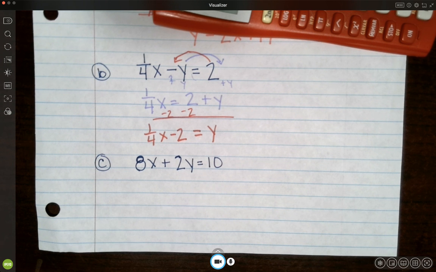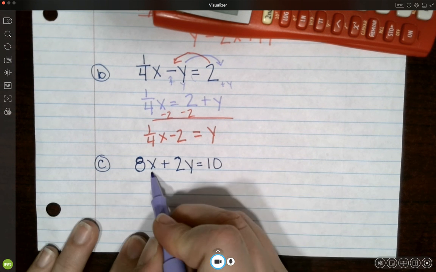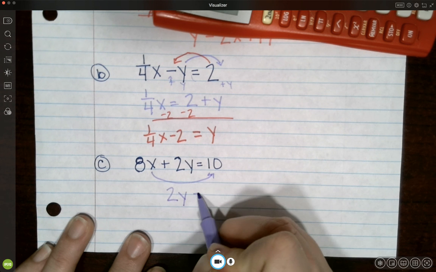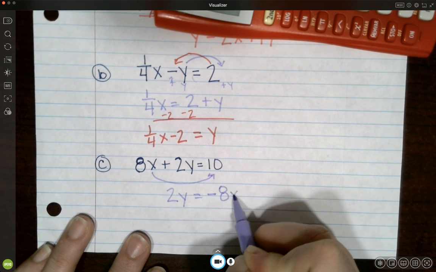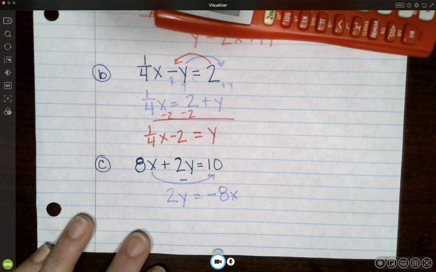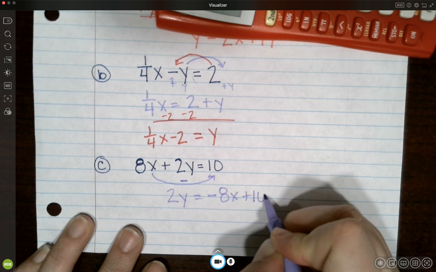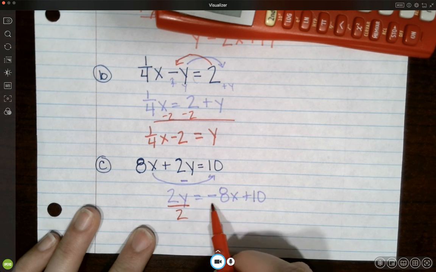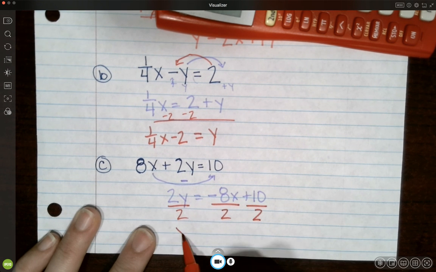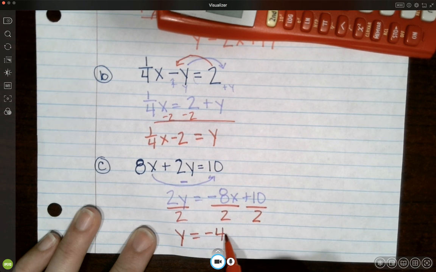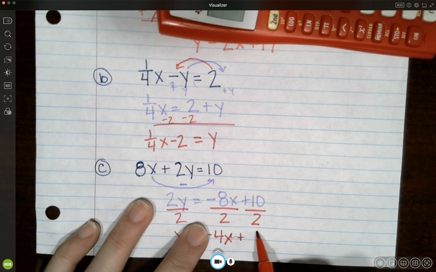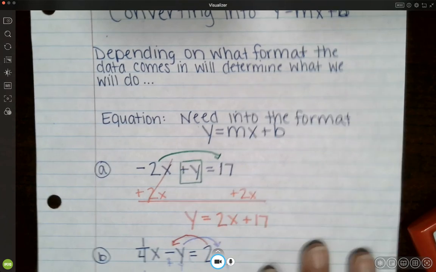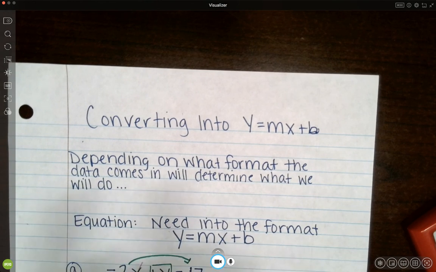All right, so the 8x is in the way. Red rover, send the 8x over. So we would get 2y equals negative 8x, because remember when we send him over, he has to switch to his alter ego, plus 10. And now I'm going to use the opposite operation here, and I have to divide all of these terms by 2 so that I get y equals negative 4x plus 5. Okay, so those are the 4 different formats to convert into y equals mx plus b.